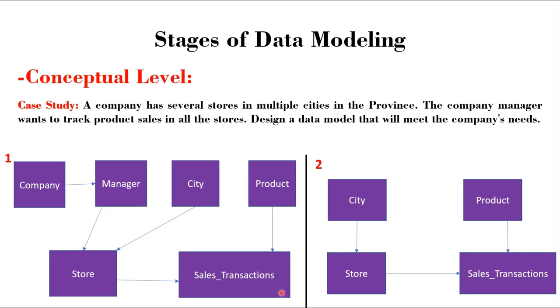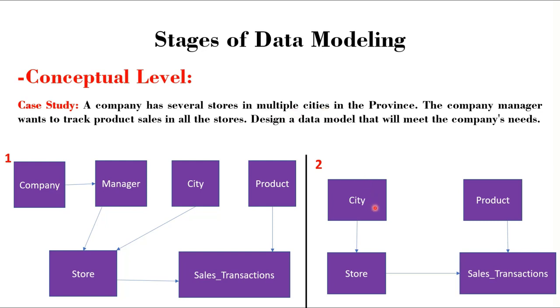However, at your conceptual level, you have to understand that you will be moving on to another stage where you would assign attributes. In this question, we only have one company and one manager. So if we move on to the next stage with this first model, we will not be able to get enough attributes for the company or manager, as there is only one company and one manager. The second model will be the right one, because in the question it says multiple cities.